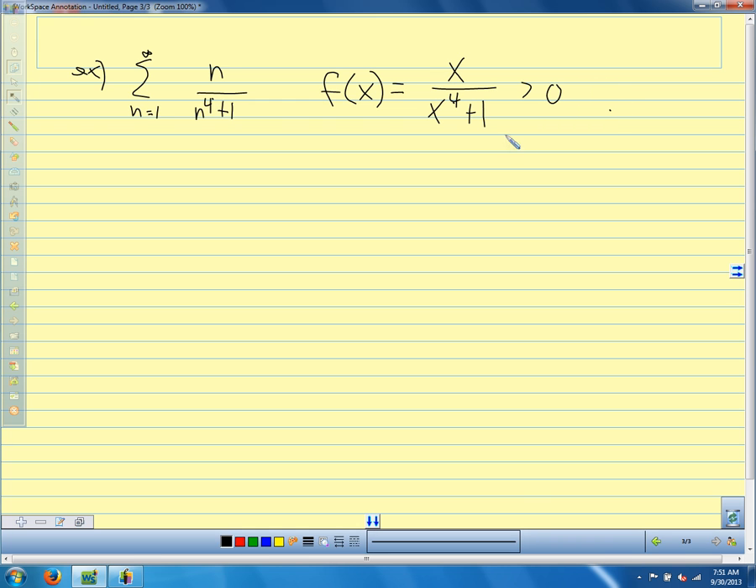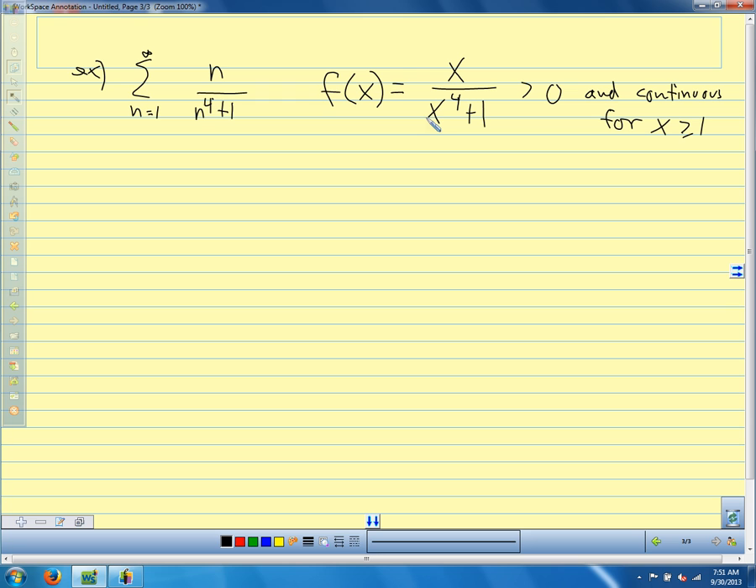And is this continuous? Do we have any discontinuities for x greater than or equal to 1? No. So the function is greater than 0 and continuous for x greater than or equal to 1. We can make an argument that as x gets large, the denominator gets large faster than the numerator, so this is going to be decreasing.